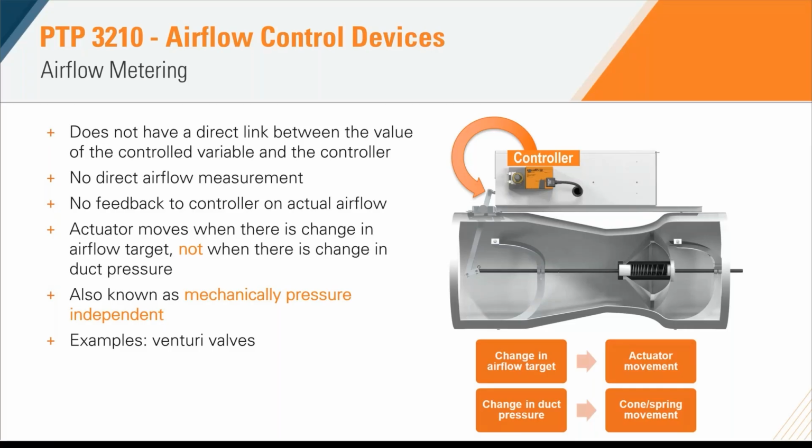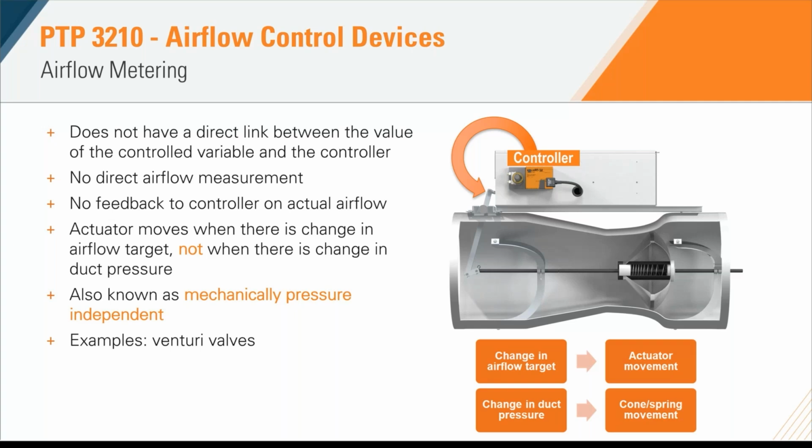So there's no direct airflow measurement happening inside the air valve. We're not directly measuring airflow and controlling based off of that. So there's no feedback from the controller or to the controller on that live actual flow. Instead, when there's a change in our airflow target, that is when the actuator is going to move. And when there's a change in our duct pressure, we're going to see that inside the cone spring assembly react to that change.